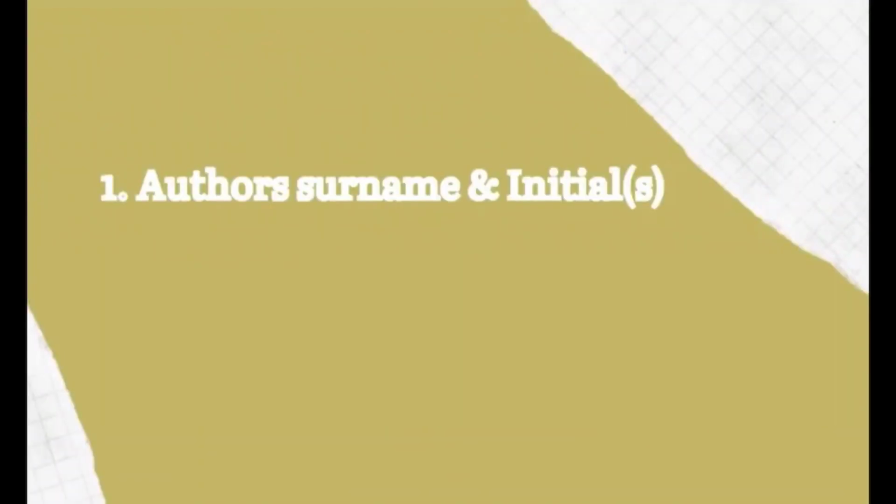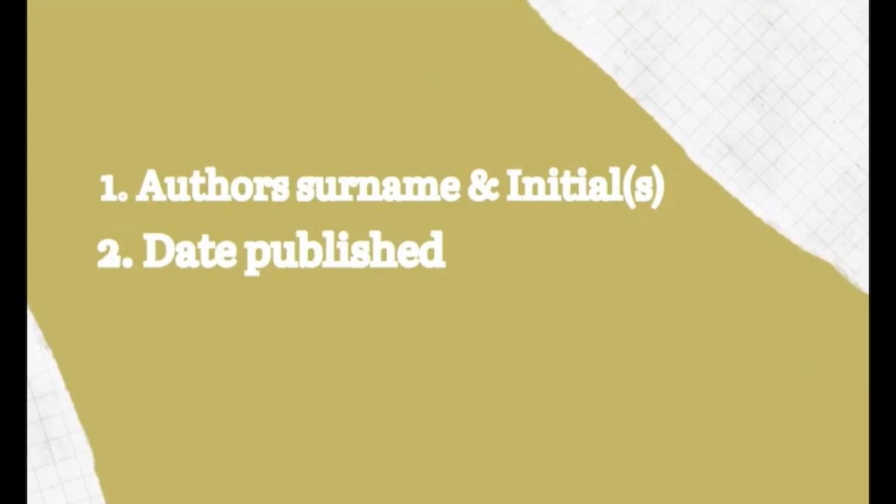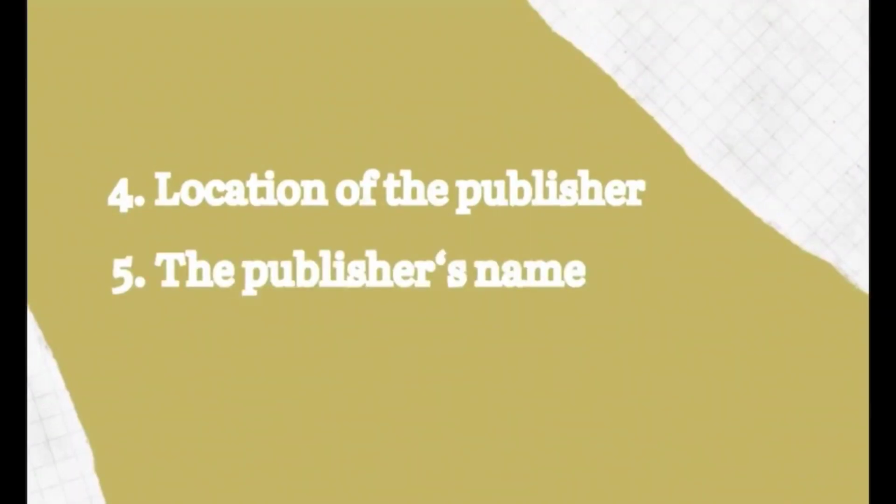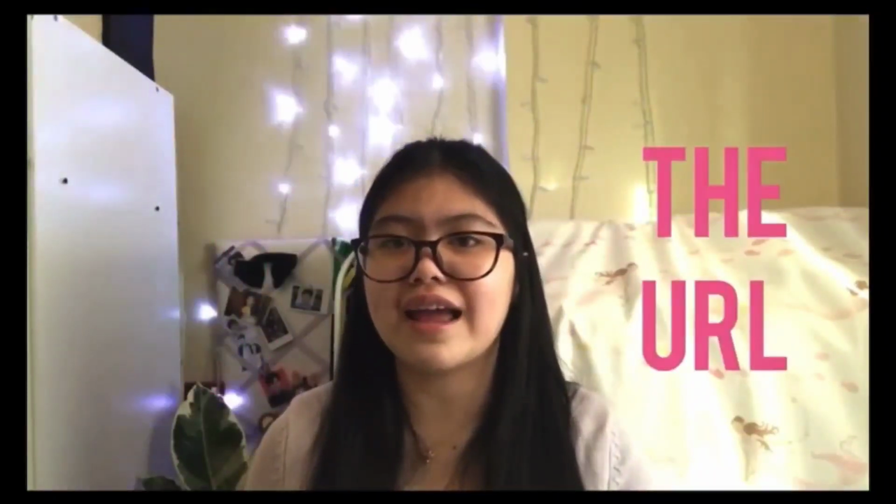So an APA citation is composed mainly of: number 1, the author's surname and initials. Number 2, the date published. Number 3, the title of the source. Number 4, the location of the publisher. And number 5, the publisher's name. If the source comes from online, you should include the URL. Now here are the next examples, shall we?